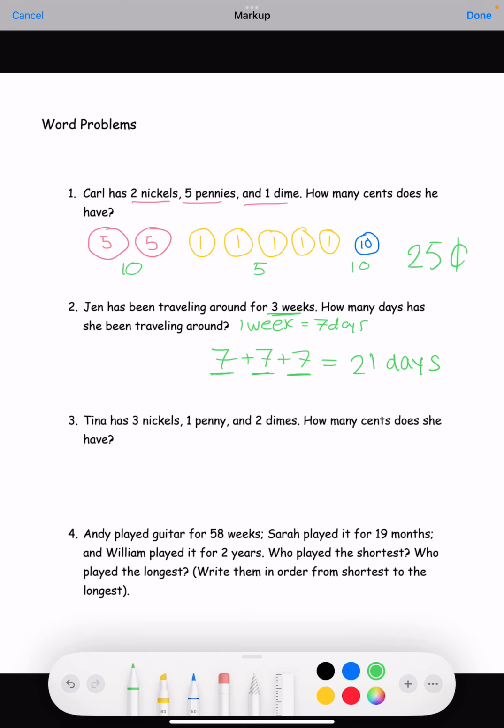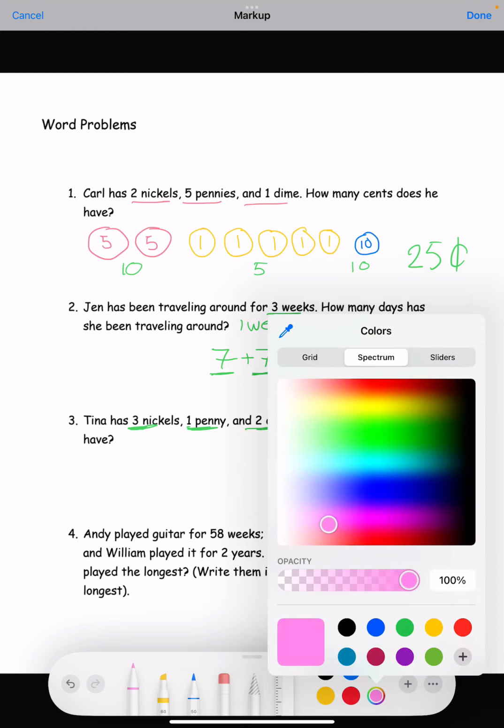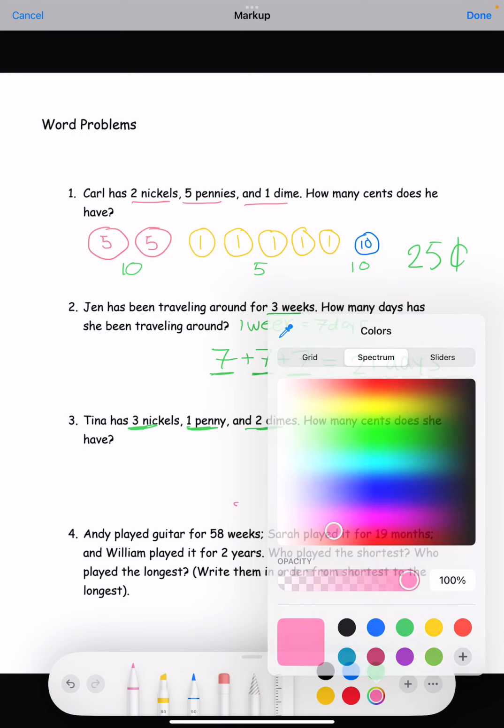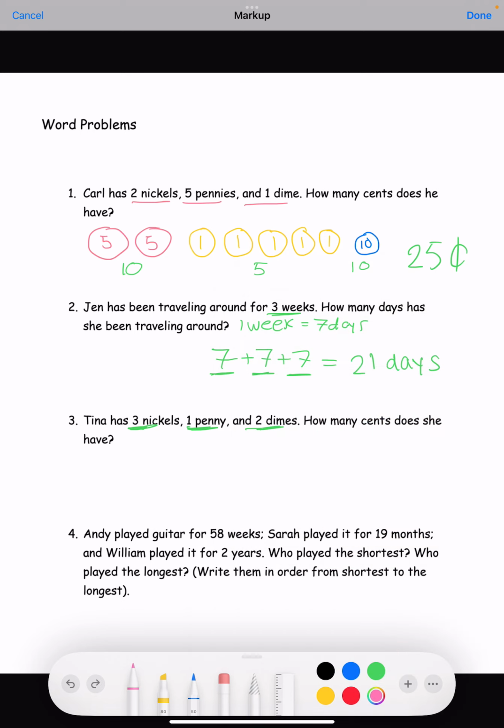Number 3. Tina has 3 nickels, 1 penny, and 2 dimes. How many cents does she have? Let's do this again. Okay, 3 nickels. 1, 2, 3. And how much did 1 nickel equal to? 1 nickel is 5 cents. So 5, 5, 5. And 1 penny is 1 cent. So just a 1.